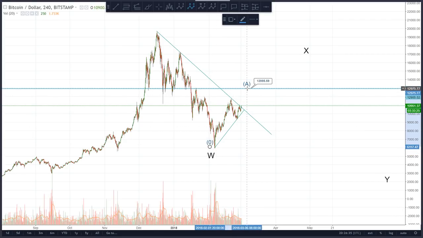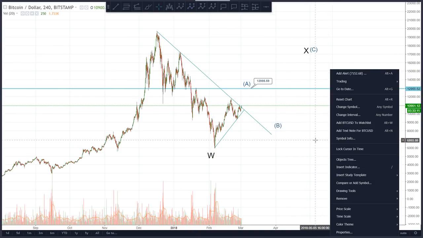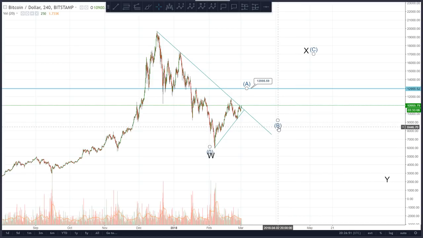A, ending at 13,000. B, I'll calculate exactly where B is going to go, but I'm looking at around here, and C is here at X. Okay, why have I chosen B to be here?